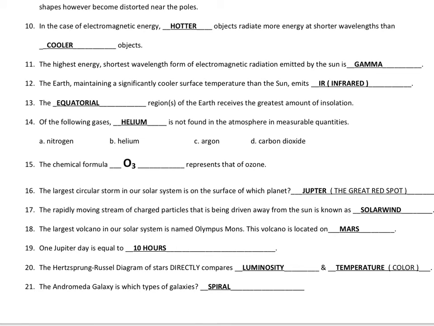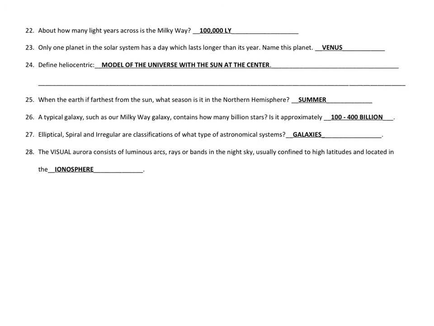The Andromeda Galaxy is which type of galaxy? It is a spiral galaxy. We are also in the Milky Way galaxy, which is a spiral galaxy. About how many light years across is the Milky Way? It's 100,000 light years.